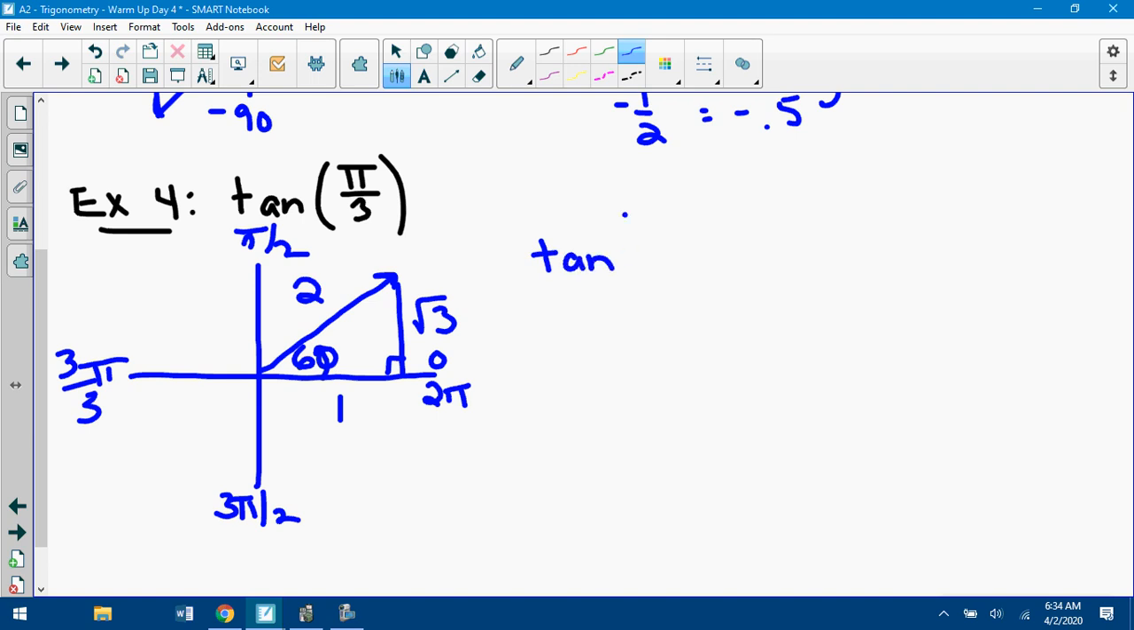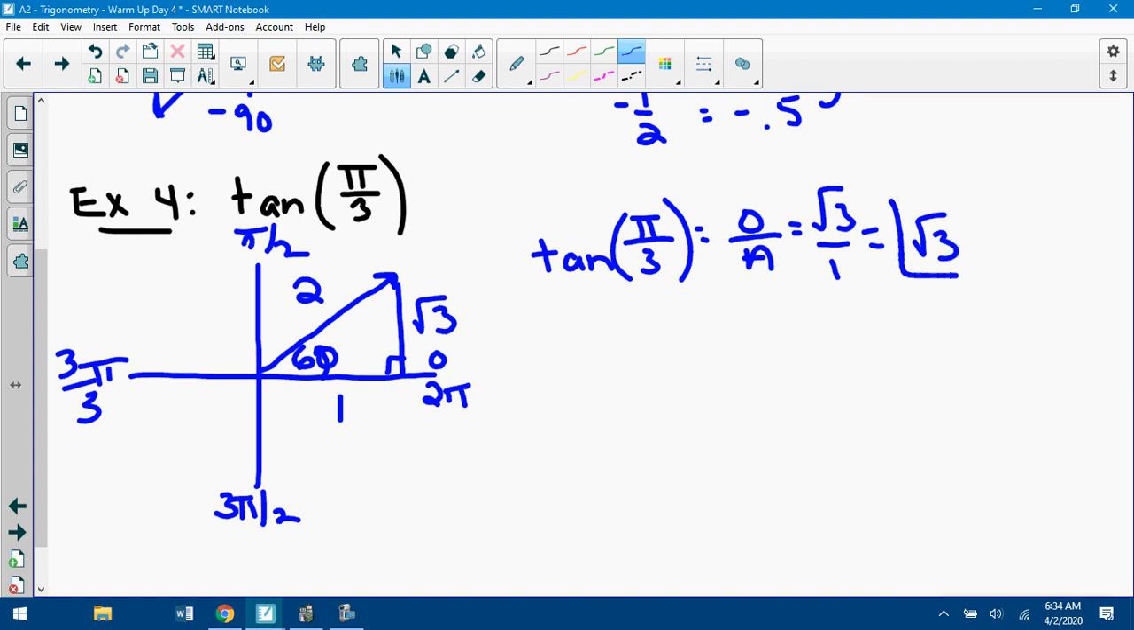So tangent is always what side over what side? It's opposite over adjacent. So the opposite side, opposite of your reference angle, is radical 3. Adjacent to it, next to the 60, is 1. Radical 3 over 1 is just radical 3.